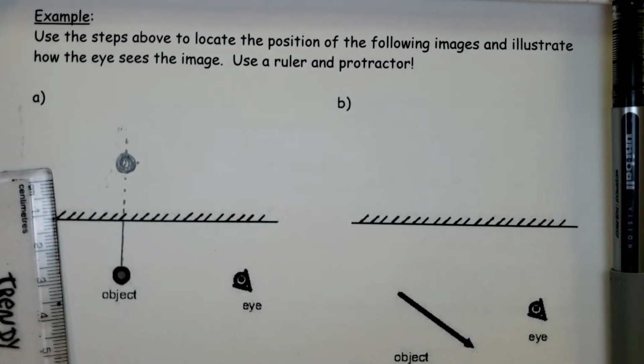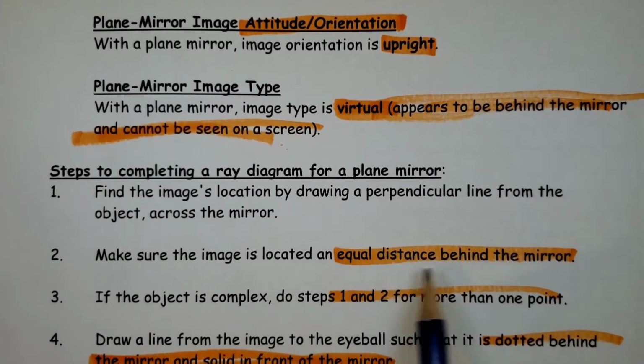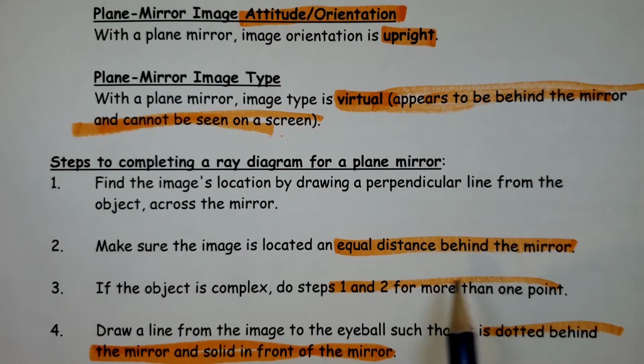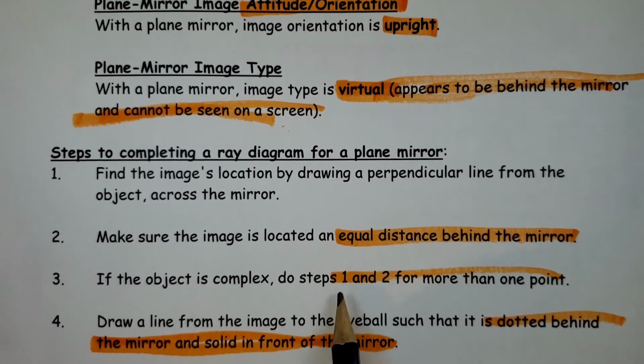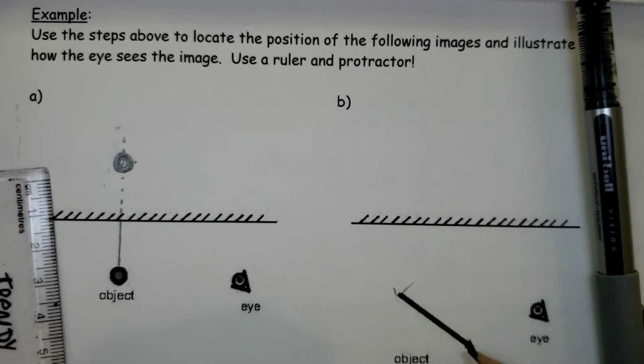Okay, so that's the first 2 rules there. So drawing a perpendicular line, make sure it's equal distance behind the mirror as it is in front. You could redo this for more than one point, but since it's only kind of like one big pointed object, I'll do it just once. Here I'll do it in 2 locations, here and here.